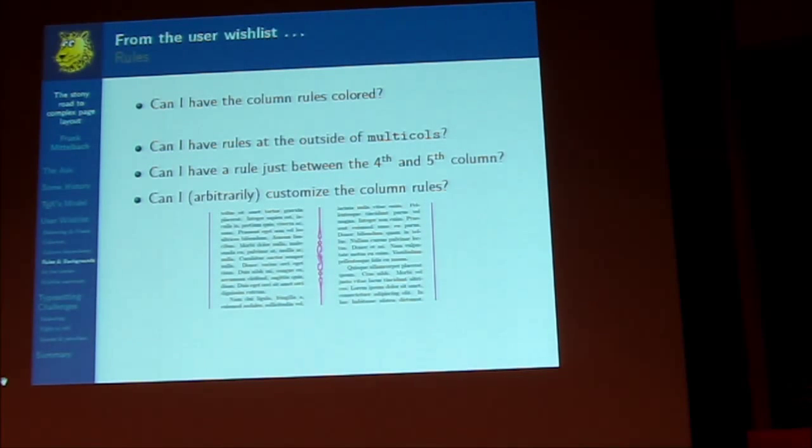Okay, rules, another one. Can you have rules colored? Can you have just a few rules? Very strange question, like between the fourth and the fifth. Because what I think people are often thinking of when they ask these kind of questions about multi-column is more about tables, really, not about flow. But okay, those questions have been asked.